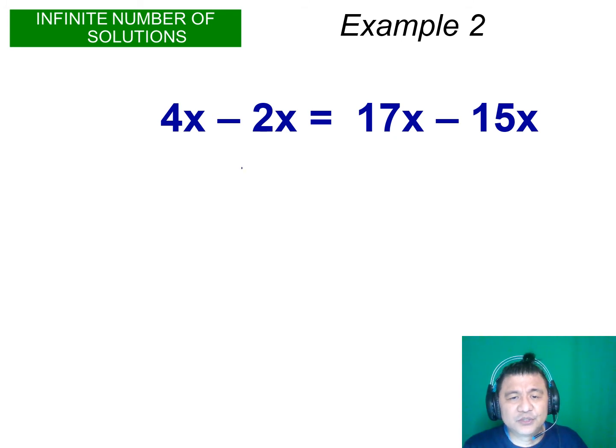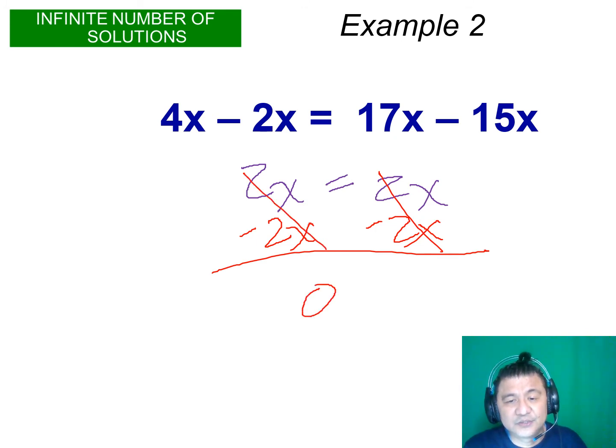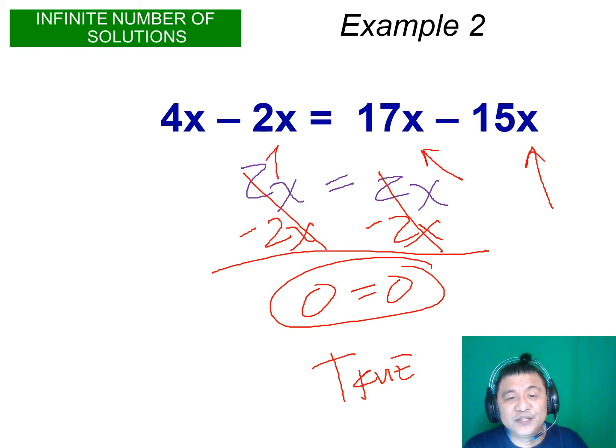4x minus 2x is 2x, and 17 minus 15 is 2x. Suppose you want to solve for x: subtract 2x on the left, and subtract 2x on the right. That cancels out. 0 is equal to 0. Is that a true statement? Yes, this is a true statement. Any number you plug in here will always, at the end, become 0 equals 0. So I can plug in any number. So x could be an infinite number of solutions.